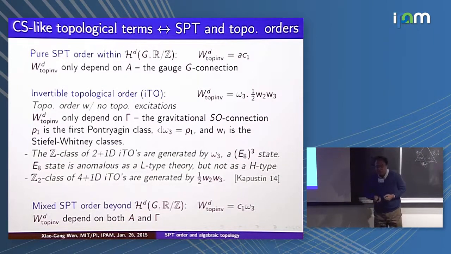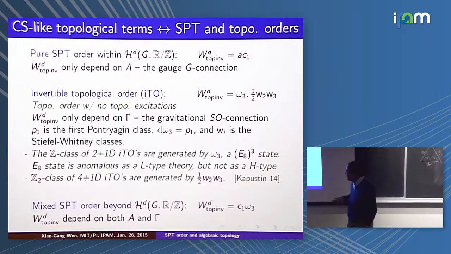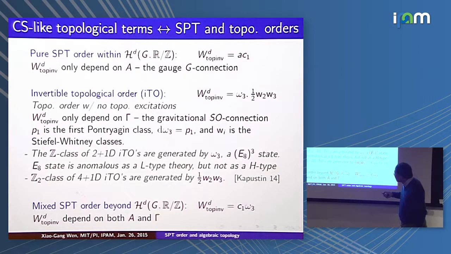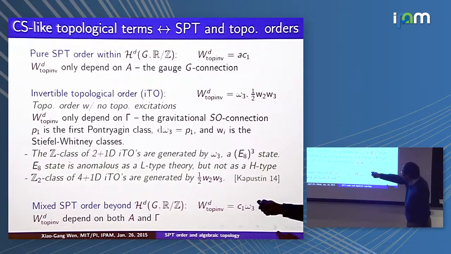Yes. Can you write the C1 omega 3 in indices? What does it look like? What? The C1 omega 3. How to write it? Yeah, omega 3 is this gravitational Chern-Simons term, where d omega 3 is a Pontryagin class.